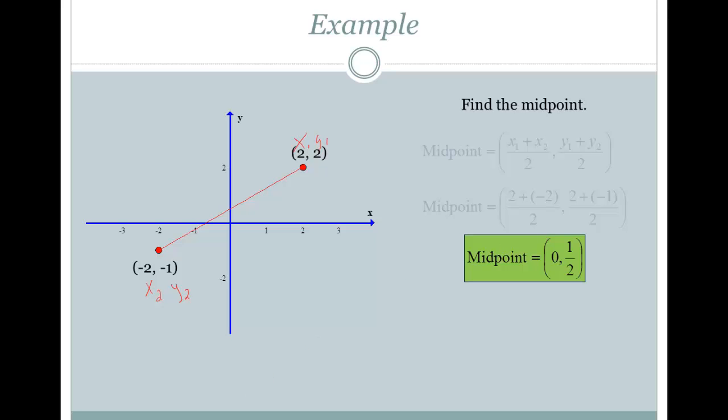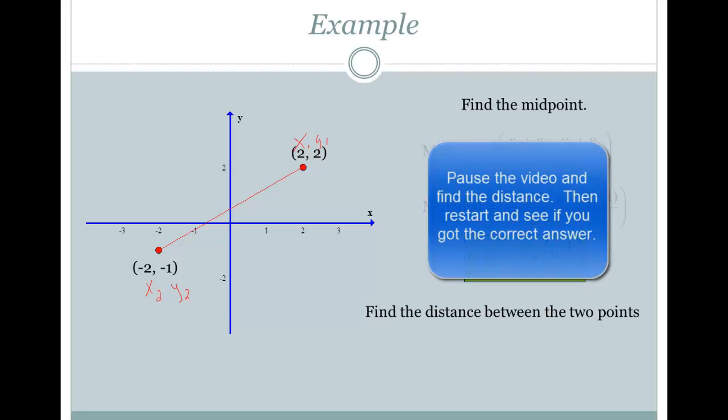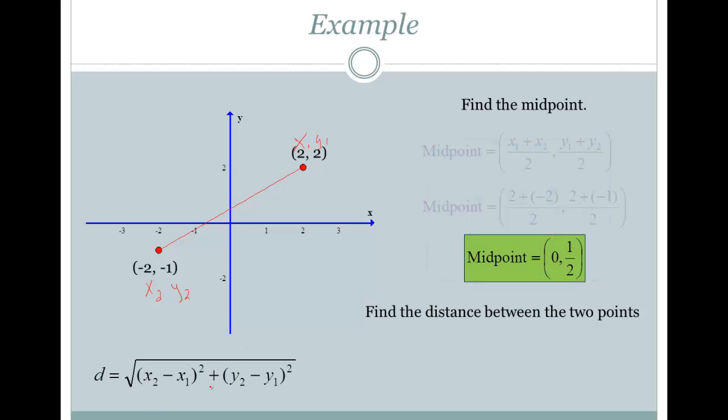The next question I want to know is what's the distance between those 2 points? Okay, and to find the distance, I'm going to use the distance formula. And again, I'm going to try to draw this as best I can. I'm basically looking at a right triangle here. Okay, and again, this is just from my Pythagorean theorem.